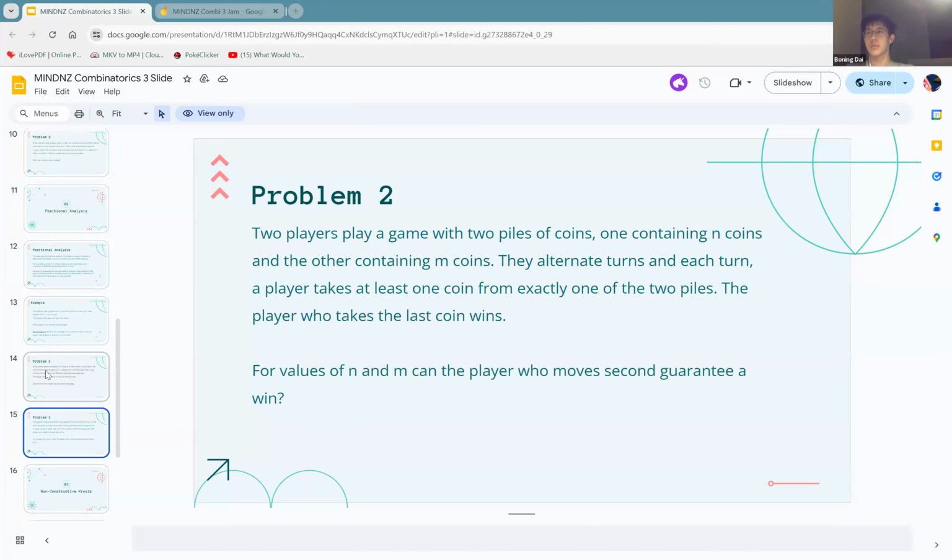So this problem's a bit different from the other two, in that taking the last coin is good in this case, whereas in the other problem taking the last coin was bad. Now we want to determine for which values of n and m the player who moves second can win. So this isn't about which player wins. It's not a specific game, but more like a general game, and you're trying to solve when player two wins this general game.